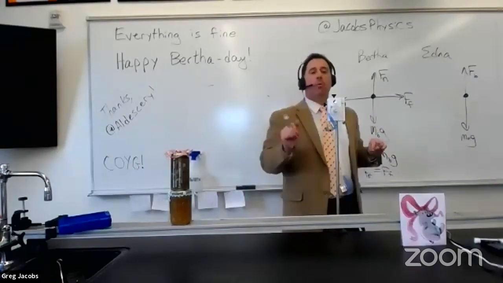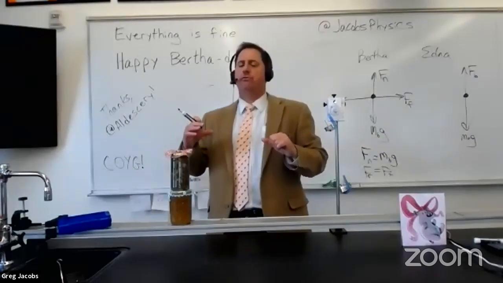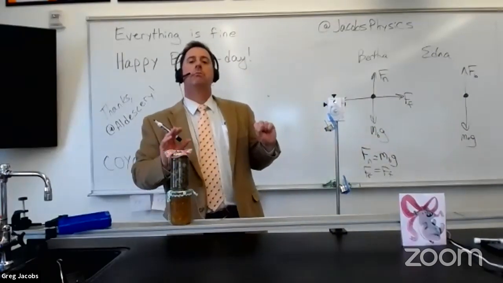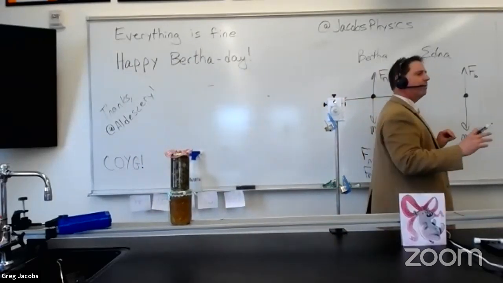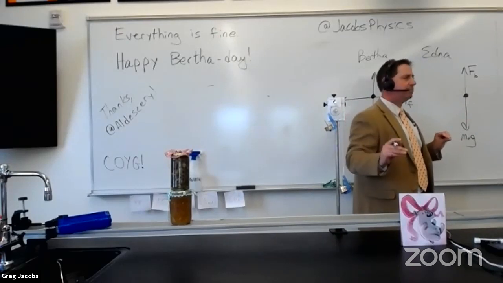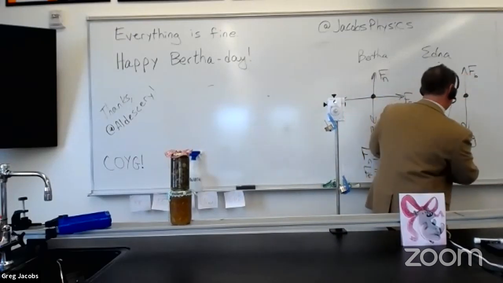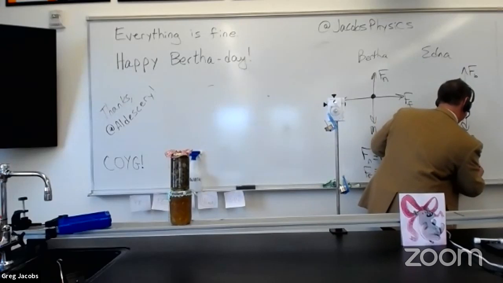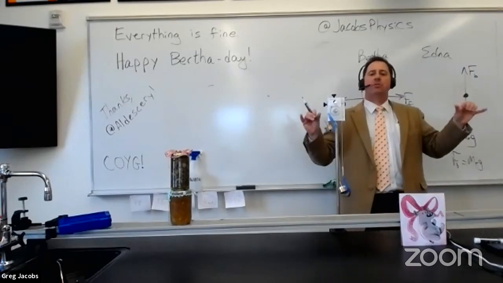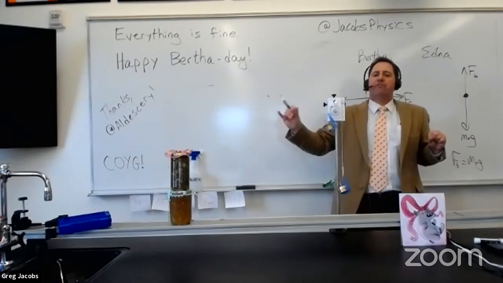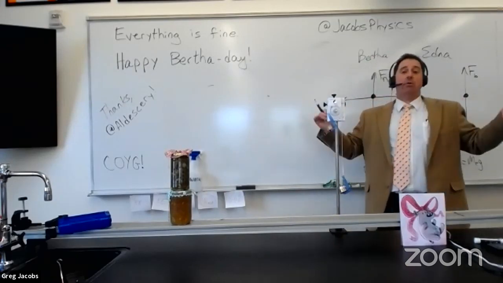That's it. Well, wait. Can't Bertha provide a friction force? All right, let's talk about that. Edna is in equilibrium. She is moving to the left at a constant speed. So therefore, the force of Bertha equals her weight. That you all understand. We must have equilibrium in the horizontal direction. Left forces must equal right forces, if there are any.